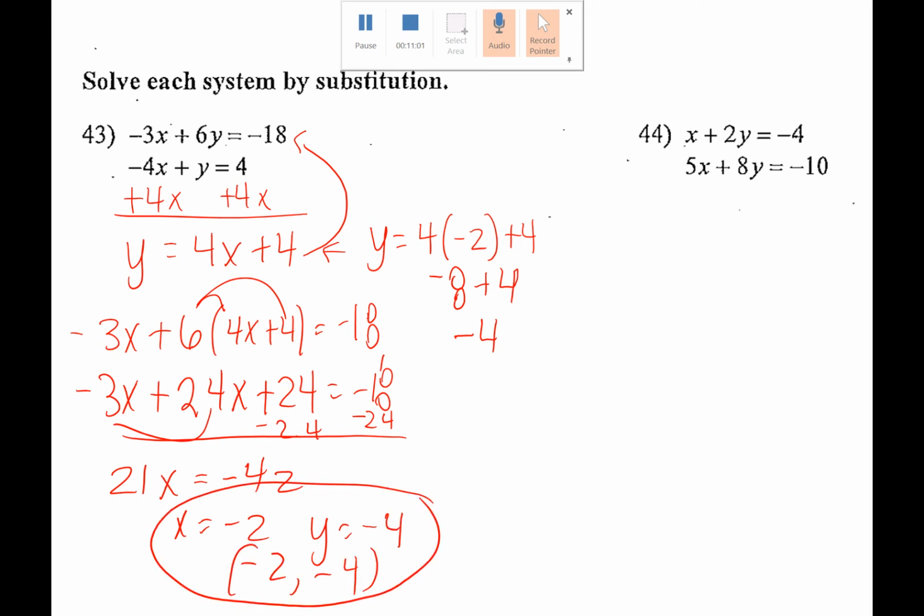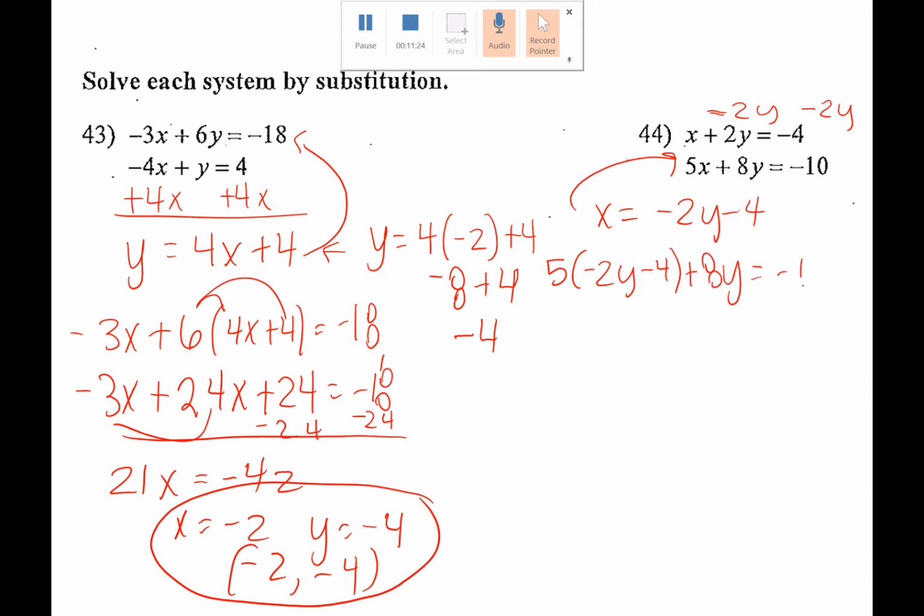Okay, same thing for 44. It'd be easiest to go ahead and solve for my x. So I'll have x is equal to negative 2y minus 4. So I'm going to plug that into this one right here. So I'll have 5 parentheses negative 2y minus 4 plus 8y equals negative 10.